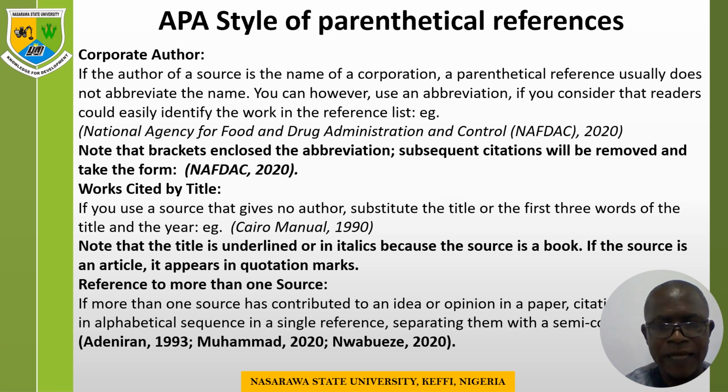Reference to more than one source. If more than one source has contributed to an idea or opinion in a paper, citation should be in alphabetical sequence in a single reference, separating them with a semicolon, as in Adeniran 1993, semicolon, then the second author, Muhammad 2020, semicolon, and Wabweze 2020, then bracket and full stop.